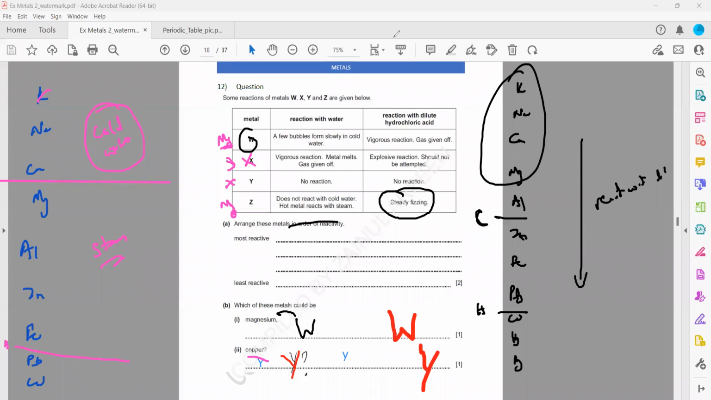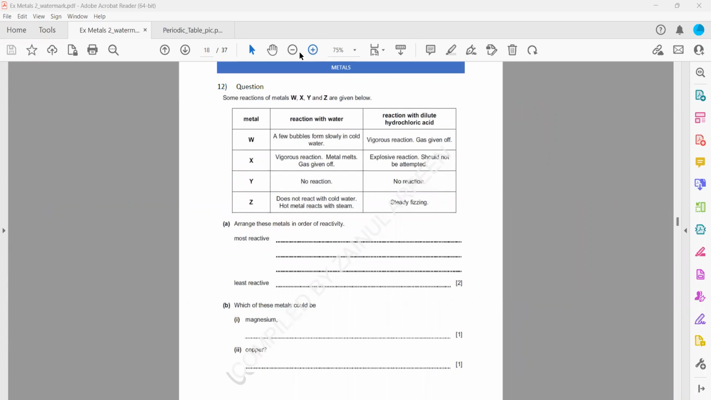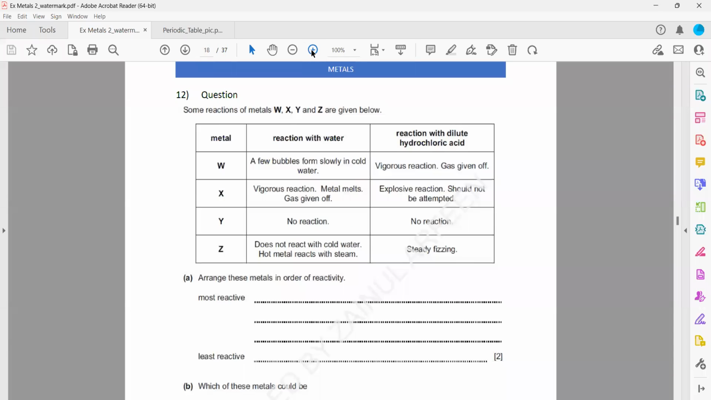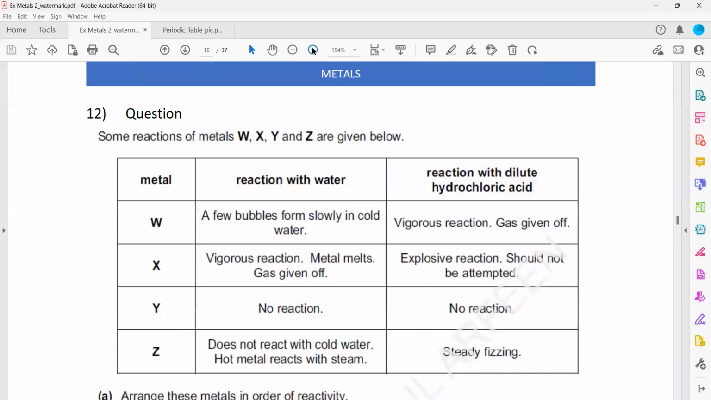Is it clear, this one? Why metal W is magnesium? Yes, sir, clear.